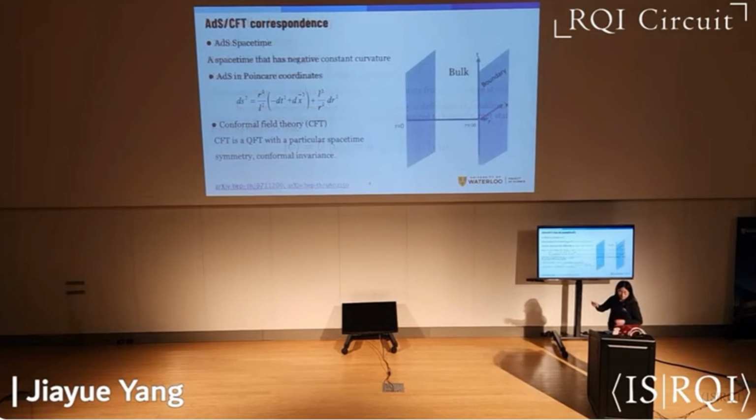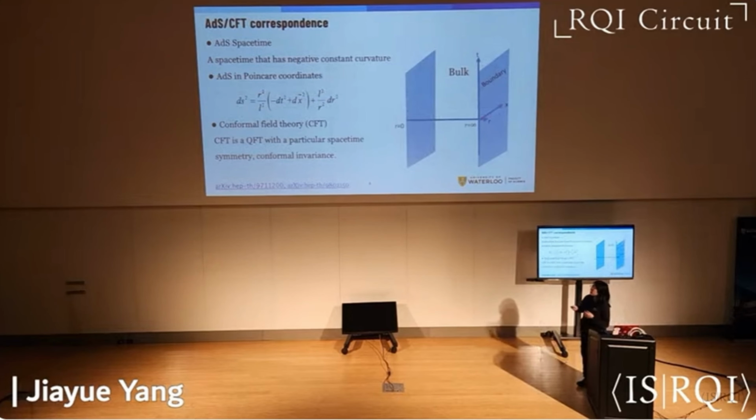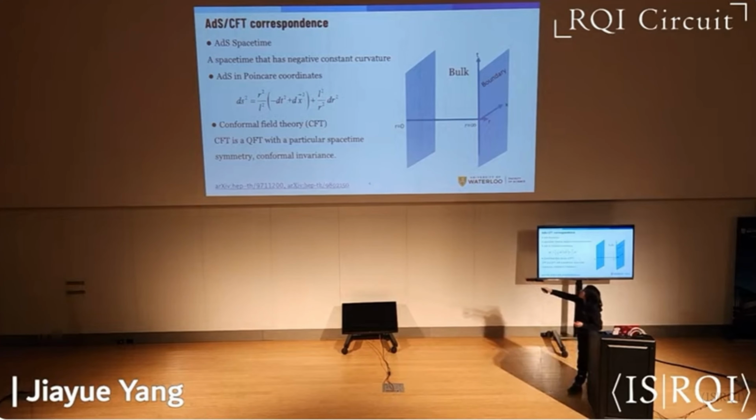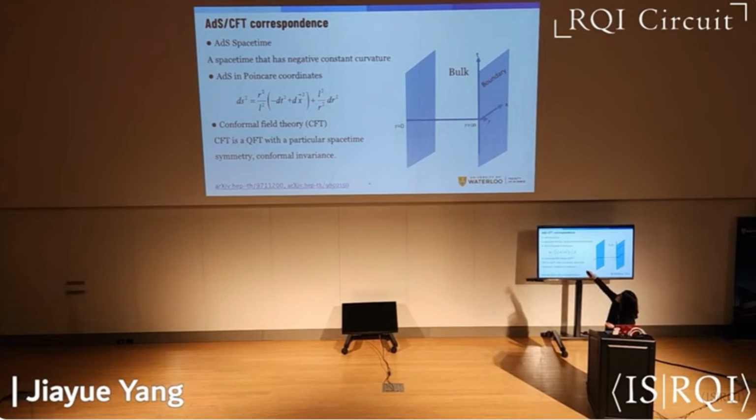And what is the AdS/CFT correspondence? AdS is anti-de Sitter spacetime, a spacetime that has a negative cosmological constant. In Poincaré coordinates, this is the metric for anti-de Sitter spacetime. Here, r is the radial direction, x is the spatial direction, and t is the time direction. When r approaches infinity, we reach the boundary of AdS. A conformal field theory is a particular quantum field theory that is invariant under conformal transformations.